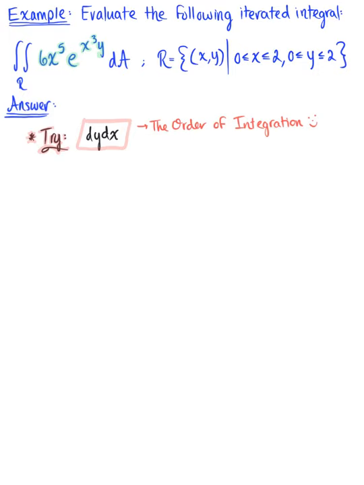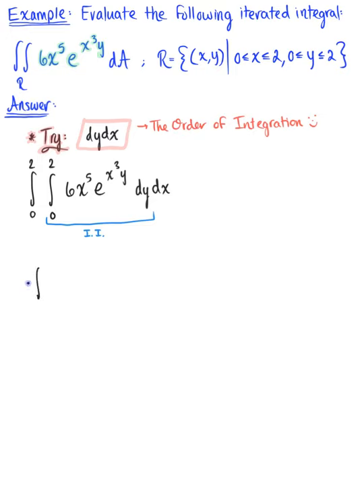If we're using this order of integration, the double integral is now the integral with respect to y from 0 to 2, the integral with respect to x from 0 to 2 of 6x to the fifth times the natural exponential raised to the x cubed y dy dx. We'll do this in two parts. We want to begin with our inner integral with respect to y. So let's pop this out. We're just thinking about this inner integral with respect to y, so we're going to be treating x as if it is a constant.